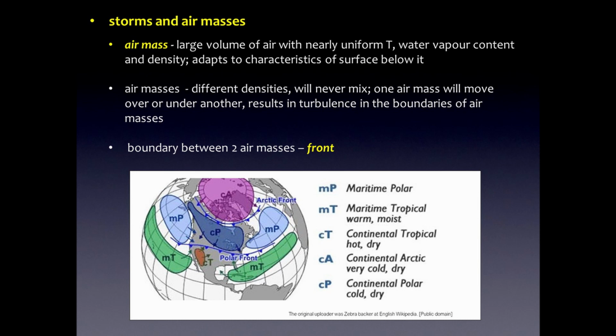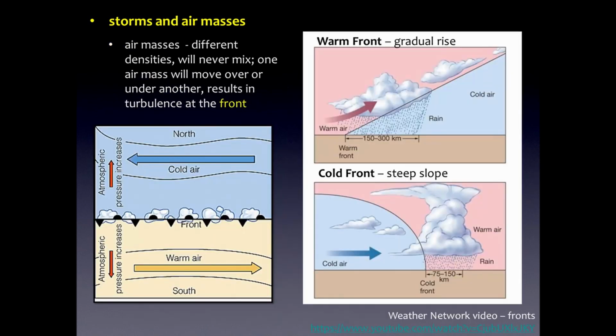Little map here. Once again, this is something I'm not going to ask you about in a test, but it shows you all the different types of air masses that we can encounter: the maritime polar, the continental tropical, which is hot and dry, the continental Arctic, which is very cold and dry. So there are many different air masses in the Earth's atmosphere. Air masses of different densities will never mix. One will move over or underneath the other, and this results in a front. And here's an illustration of a couple of different air masses, as well as a link to a Weather Network video on air masses.